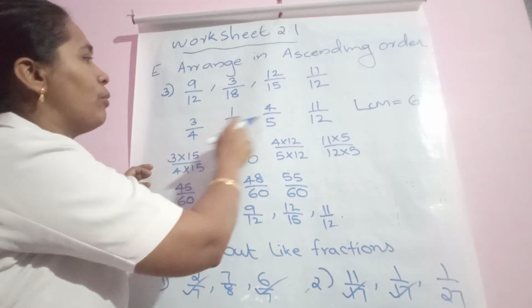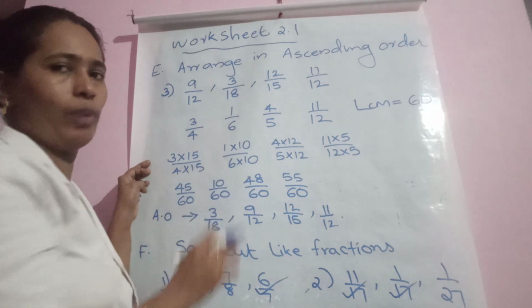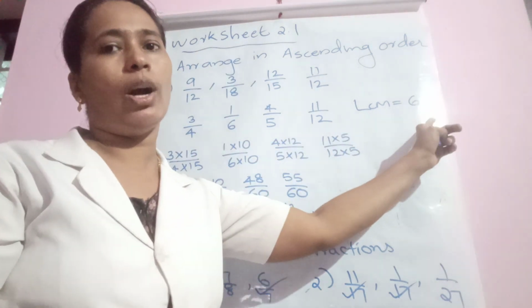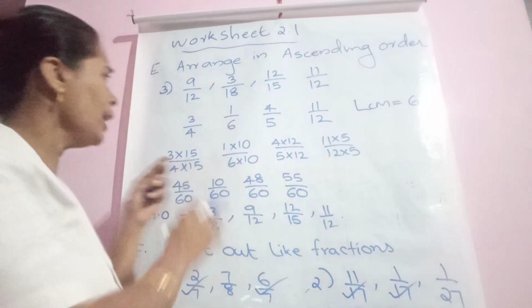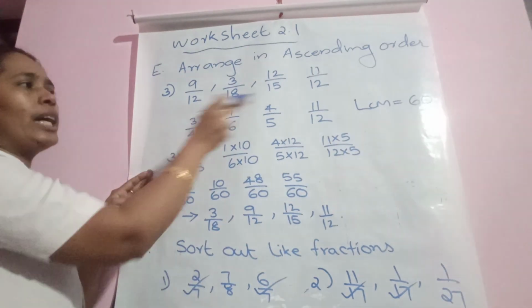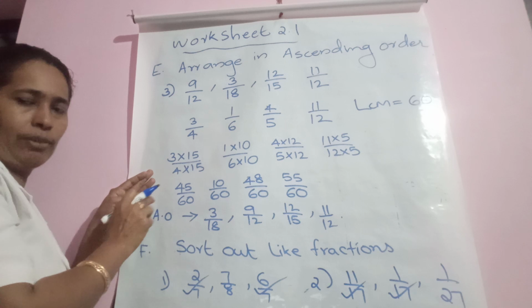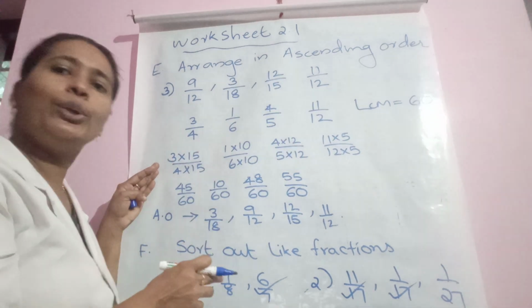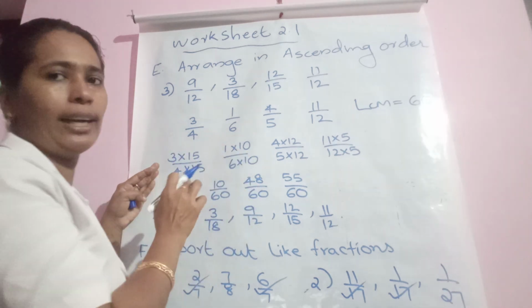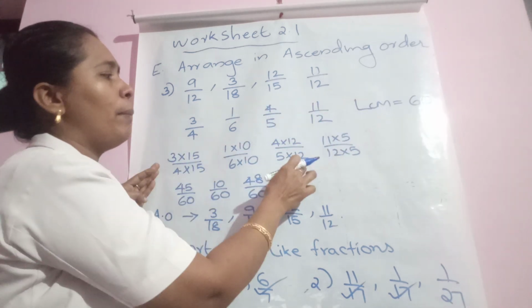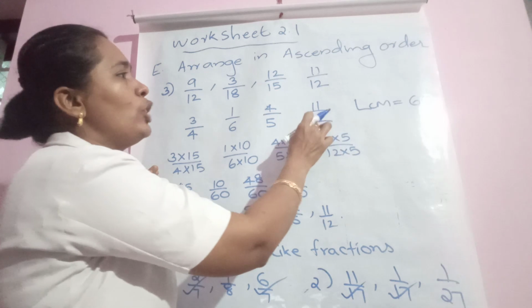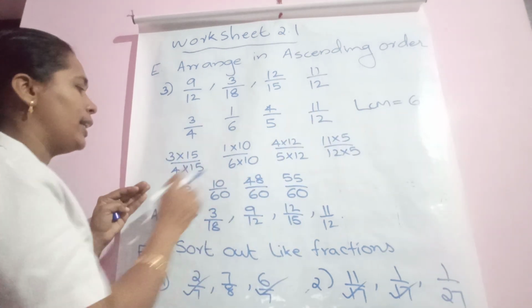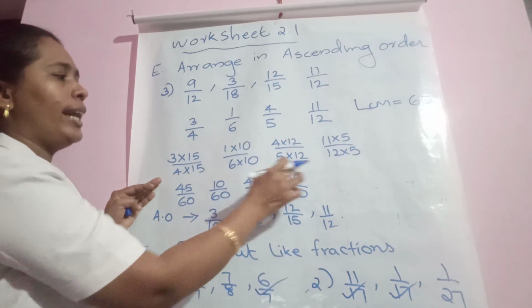Then look at these small denominators 4, 6, 5 and 12. The common multiple to all these is 60, and it is called LCM, 60. Then think about how to make 4 as 60: 4 into 15 will give us 60. Second denominator 6, what number into 6 is giving 60? Into 10 is giving 60. Similarly 5 into what number is giving 60? 12. Then 12 into what number is giving 60? 5. So we can have the numerators as 45, 10, 48, 55.